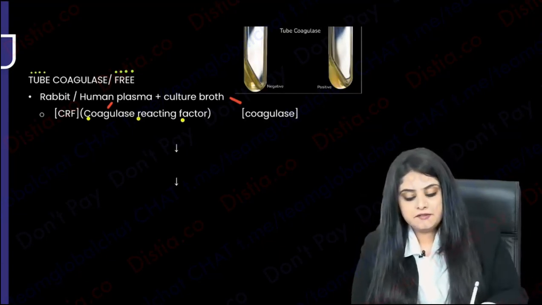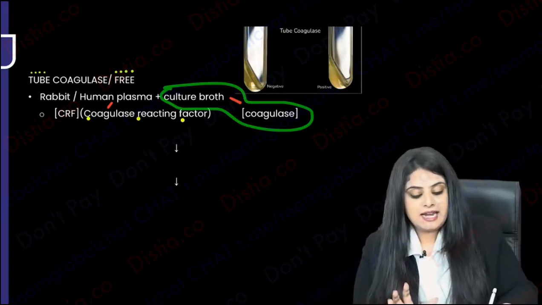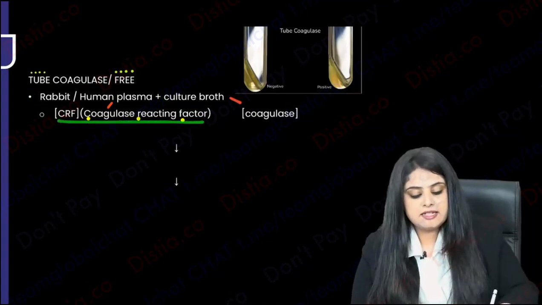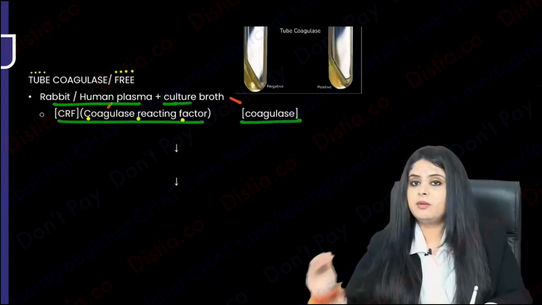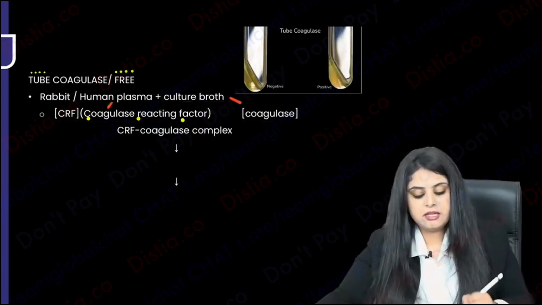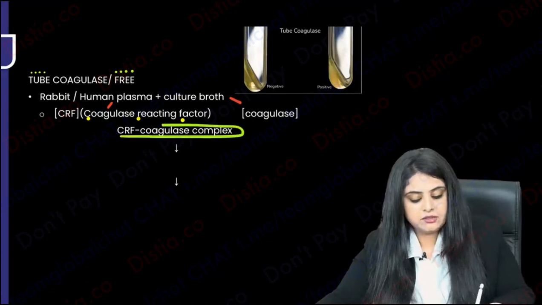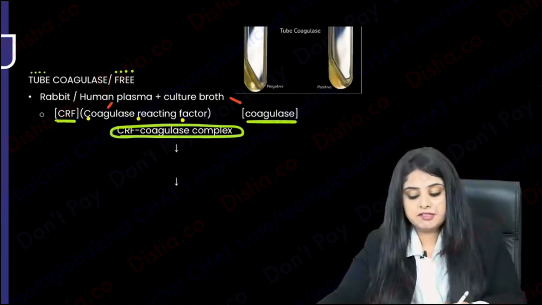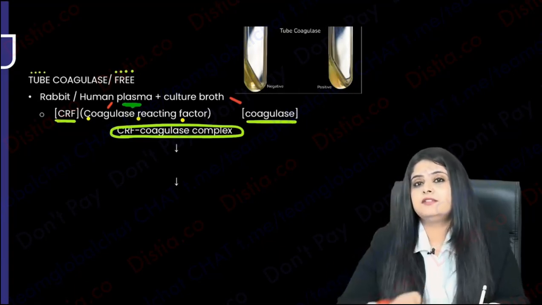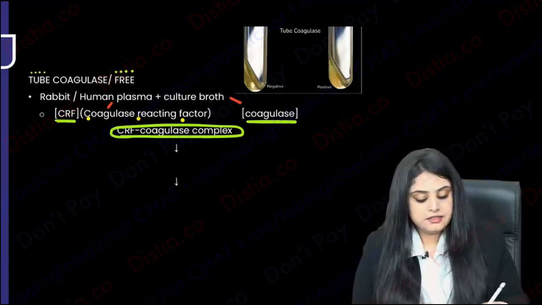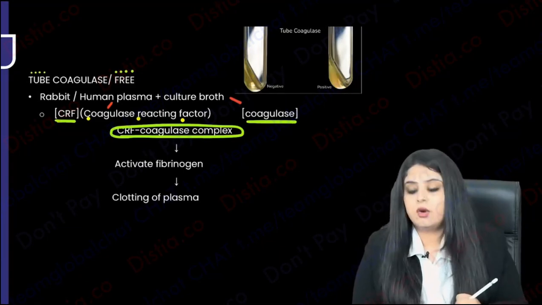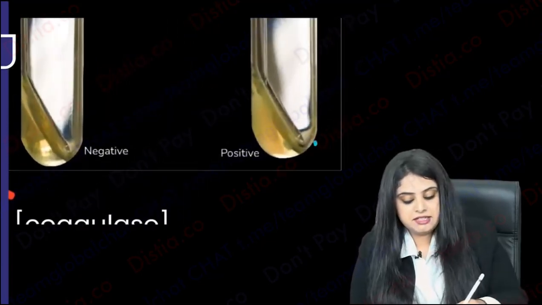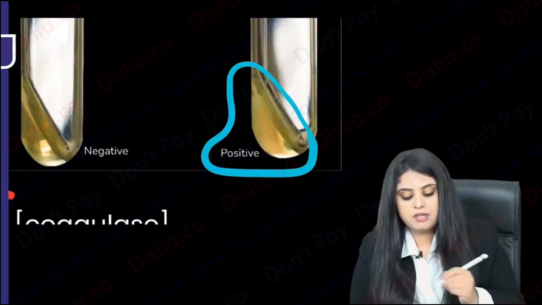Is the concept building? If Staphylococcus has coagulase and I add coagulase reacting factor, then in combination a clump will form. Coagulase reacting factor from my plasma and coagulase from the Staphylococcus aureus is gonna make a clump, a CRF coagulase complex. As soon as this gets complexed, you know what happens? You had added plasma. Plasma has fibrinogen, so a clot will form. This is going to activate the fibrinogen and there will be clotting of the plasma. So now if you look at these two test tubes a little carefully, you can very well see that in this there is a coagulum or a clot that has formed.